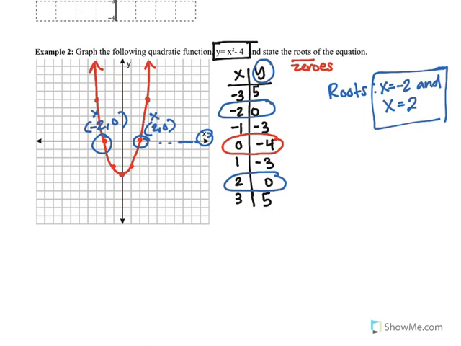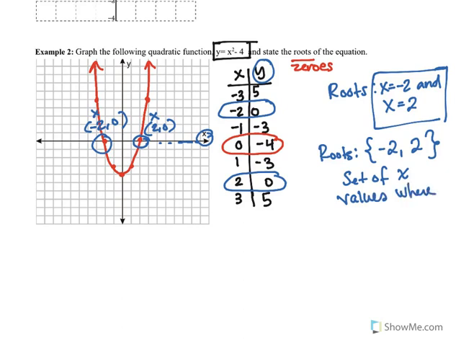And again, another way that you can see this, probably in a multiple choice question, is written this way. The roots can be written as -2 and 2. Again, that is not a point that we are plotting. Those are the x values, the set of x values where y is equal to 0. And that's it for today.